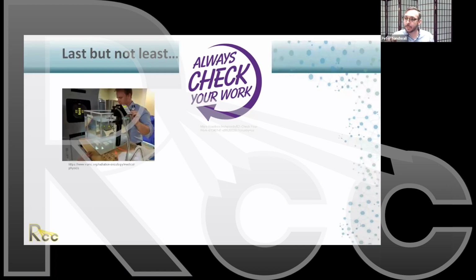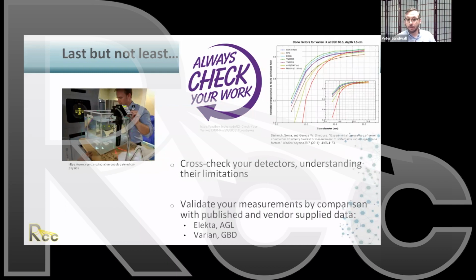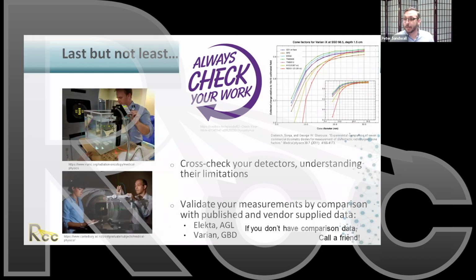Always check your work. If you get a measurement or a response you don't like, measure it again before you make an adjustment. Check it, and check it twice. Cross-check your detectors, understanding their limitations. Use different ion chambers for the same measurement. Collect those output factors with different detectors. Are the differences in responses as you expect, with your knowledge of how those detectors respond? Validate your measurements by comparison with published or vendor-supplied data. Or last but not least, call a friend. If you don't have the comparison data, call a friend or write a friend.